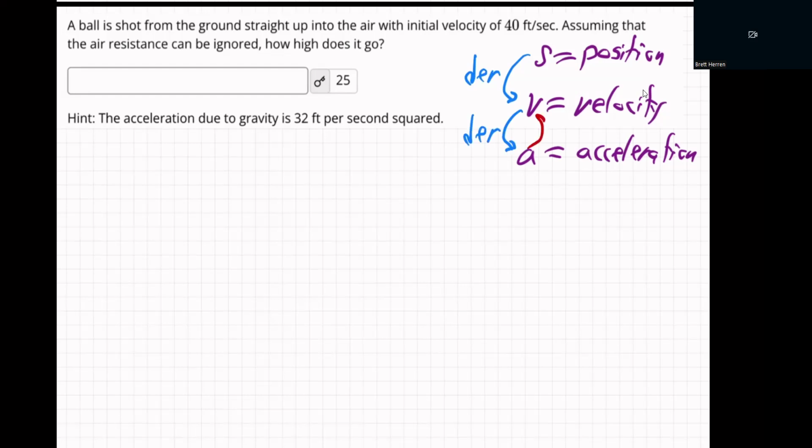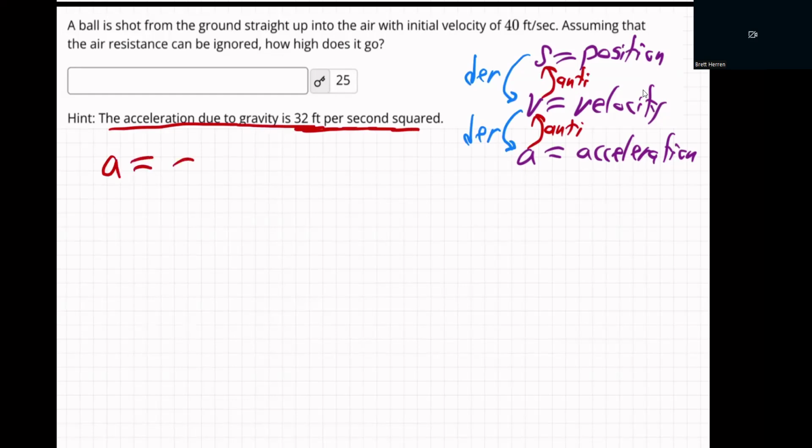So then vice versa, the antiderivative of acceleration goes to velocity, and the opposite derivative of velocity goes back to position. So where are we at? Well, they're telling us down here, assume the acceleration due to gravity is 32 feet per second squared. That's acceleration. So we'll start there.